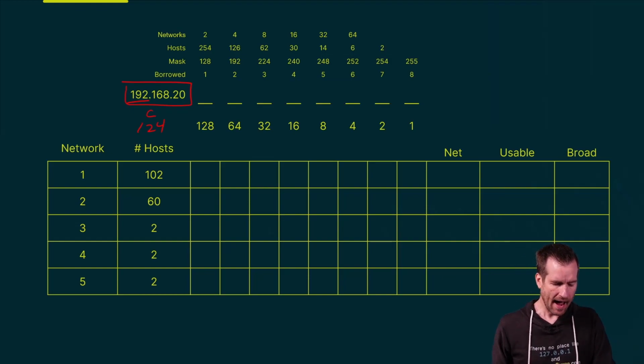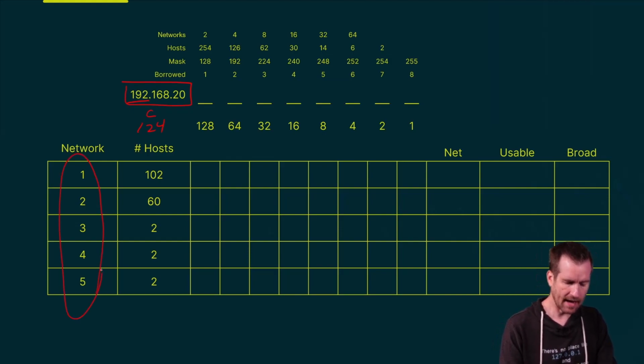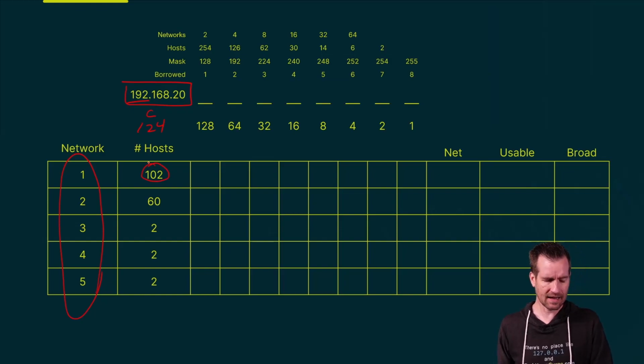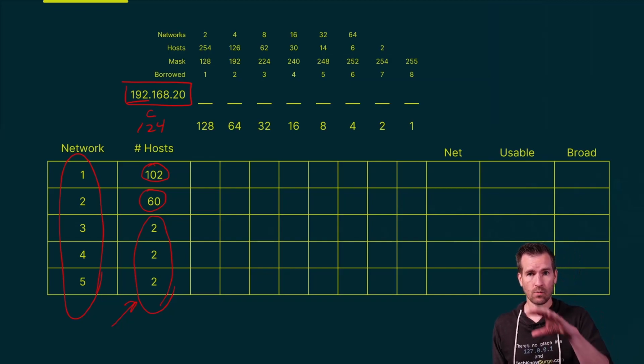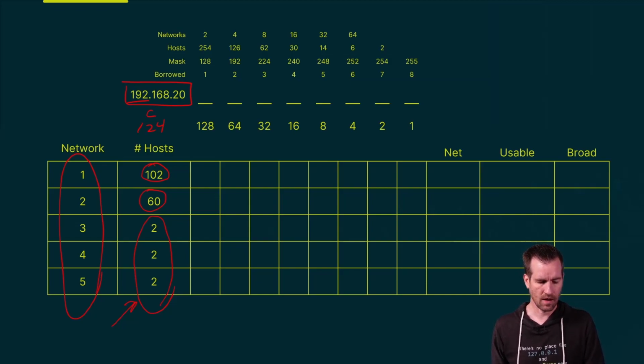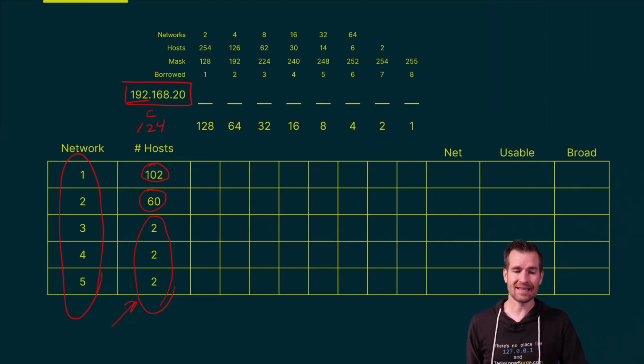subnet mask. I have 5 networks that I need to plan for. The first one has 102 hosts in it. The second one has 60 hosts in it. And then I have 3 networks that have just 2 hosts, which is actually not uncommon because if you have a router with just a link, then often you would just have a need for 2 different IP addresses there. All right. So how are we going to subnet this?